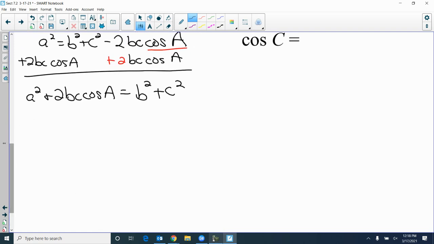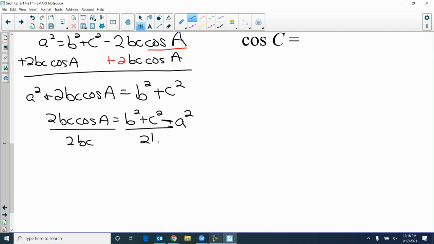I'm just going to do that here. 2BC cosine of A equals B squared plus C squared minus, that's a minus, A squared. And what's the last step I got to do to get the cosine A by itself? Divide by the 2BC. So divide by that. Divide by 2BC, and I get cosine of A equals B squared plus C squared minus A squared over 2BC. All right, go ahead and put that under cosine of A.